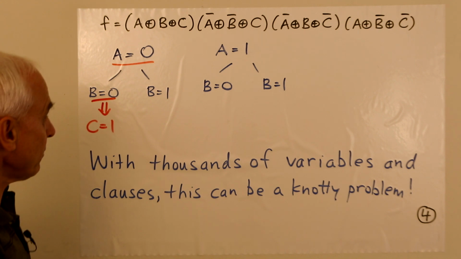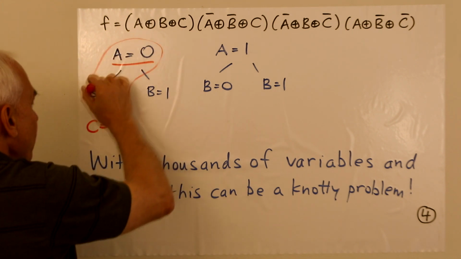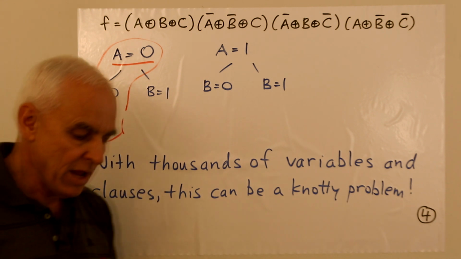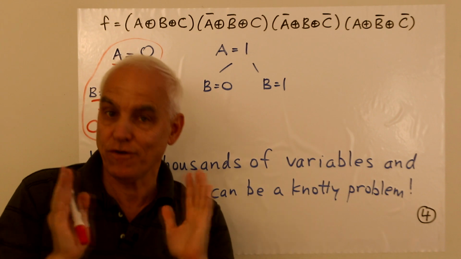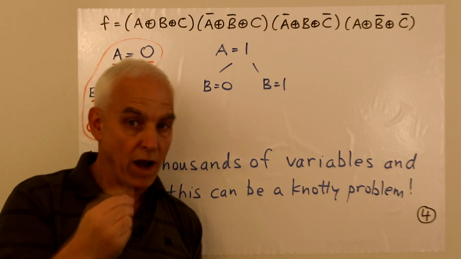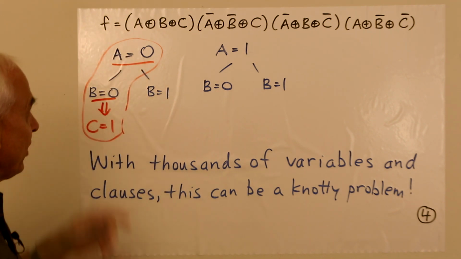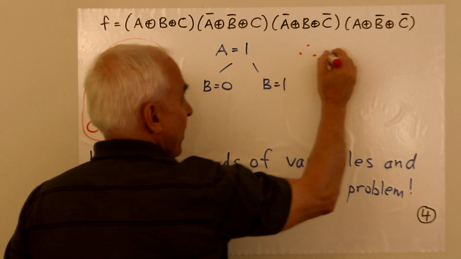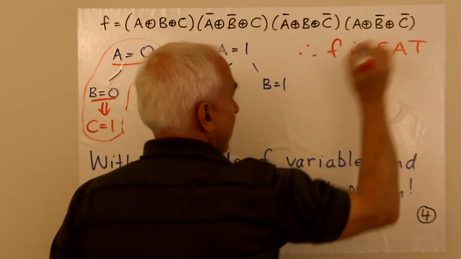So, actually already just with this single branch of the tree, we don't need to go further because we have found at least one allocation of the variables which yields a cumulative value of 1 to the expression. A equals 0, B equals 0, C equals 1, and so therefore we can say that F is satisfiable. Maybe we'll just write SAT.